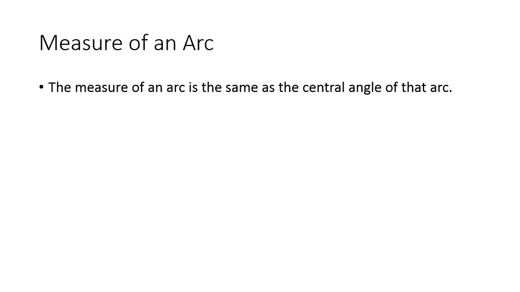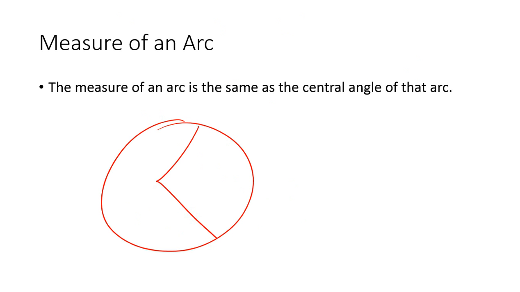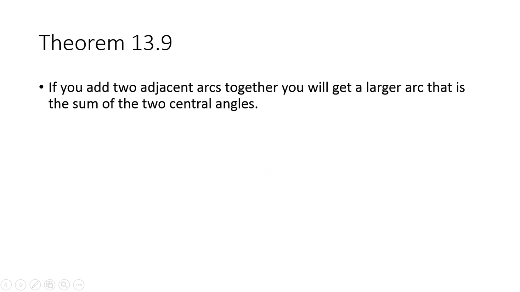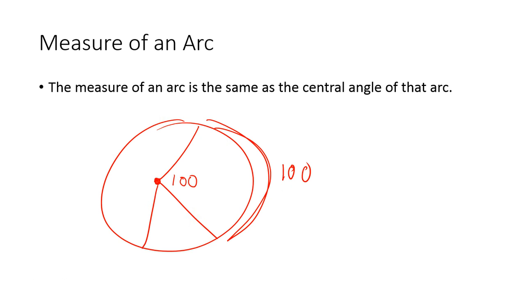Measure of arcs: the arc measure is always equal to the central angle. If I have a circle and this central angle is 100 degrees, that means this arc is also 100 degrees. If this measure is 30 degrees, then this arc is 30 degrees. If this is 50 degrees, then this arc is 50 degrees. Whatever the measure of the central angle is, the arc is going to be the exact same measure. They're equal to each other.